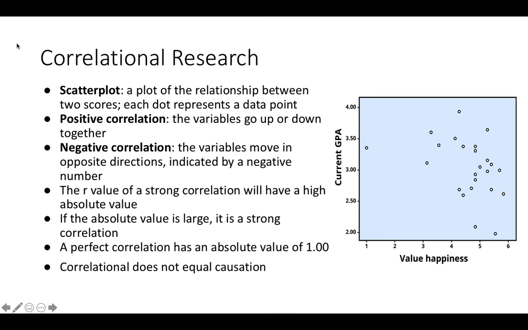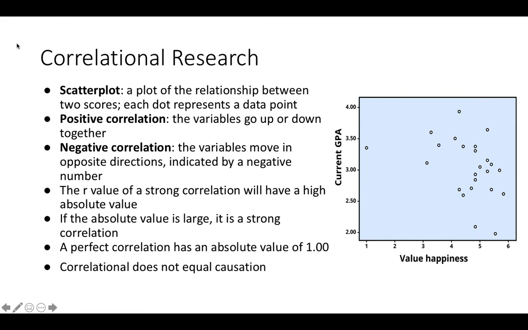Now, when there's a positive correlation, the variables go up or down together, so they move in the same direction. When one goes up, the other one goes up as well. When one variable goes down, the other goes down. Okay, and then with negative correlation, this is whenever the variables move in opposite directions. So when one variable goes up, the other goes down, and vice versa.